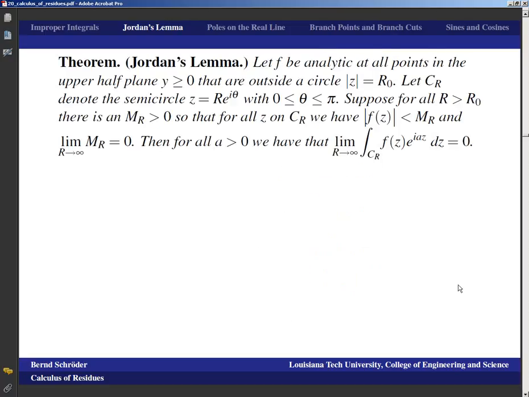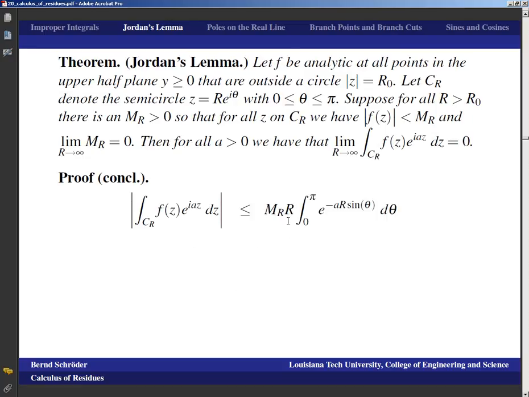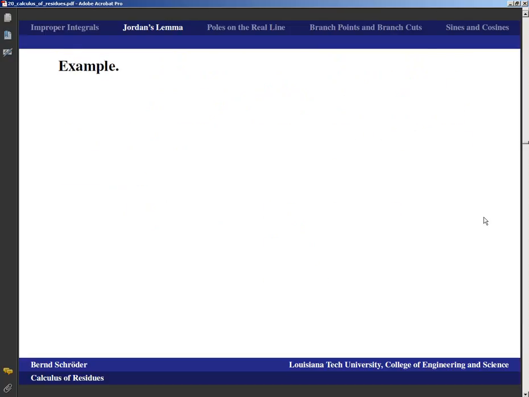Okay, so that's Jordan's inequality, which means if we go back to Jordan's lemma, we have the conclusion of the proof: the integral was bounded by Mr times the integral of e to the negative ar sine theta d theta, which was bounded by pi over ar. Then the r's cancel and we end up with Mr times pi over a, and that goes to 0 as r goes to infinity, because we had that the Mr's were going to 0 as r goes to infinity. So that's Jordan's lemma.